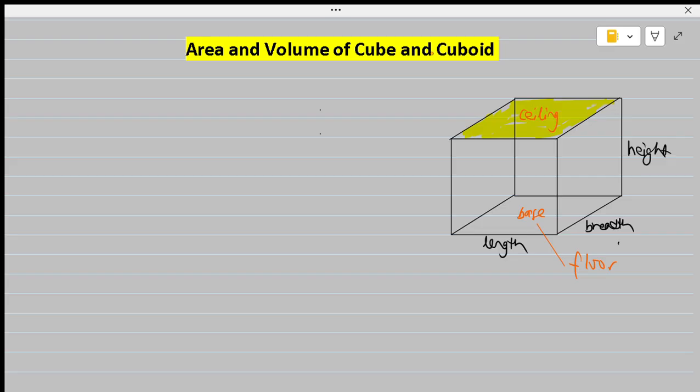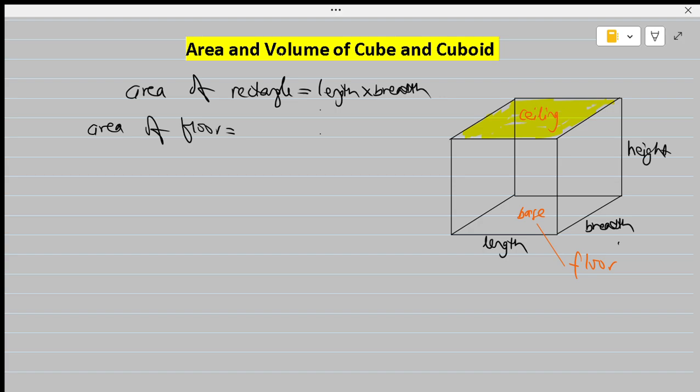We know the area of a rectangle is given as the product of its sides, or we may say its length and breadth. Now for the floor, what we get as the area of the floor is: its two sides on the floor are length and breadth. Length into breadth gives the area of the floor.